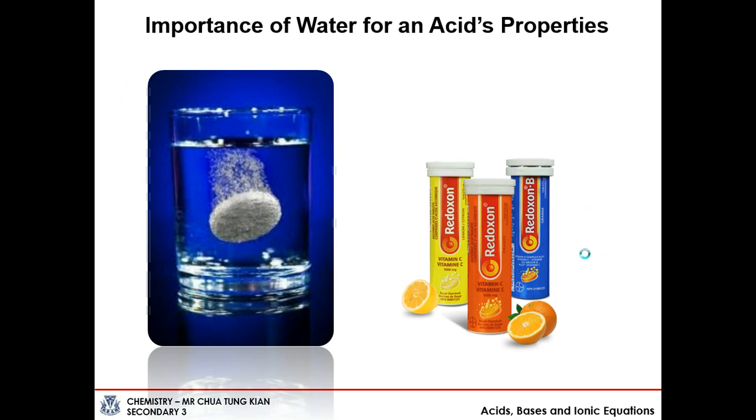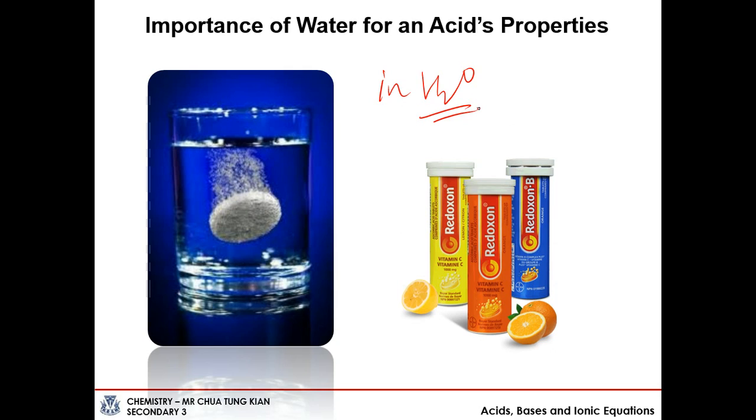Okay, now we move on to this very important area on water being required for the properties of an acid. If you recall the definition from earlier, the acid must dissociate to give us H+ ions in water. So H+ ions only exist in the presence of water. Without water, you have no H+ ions. No H+ ions, you cannot have an acid.